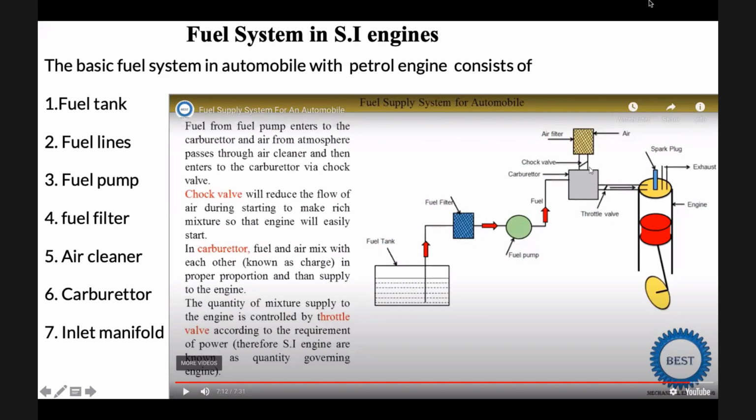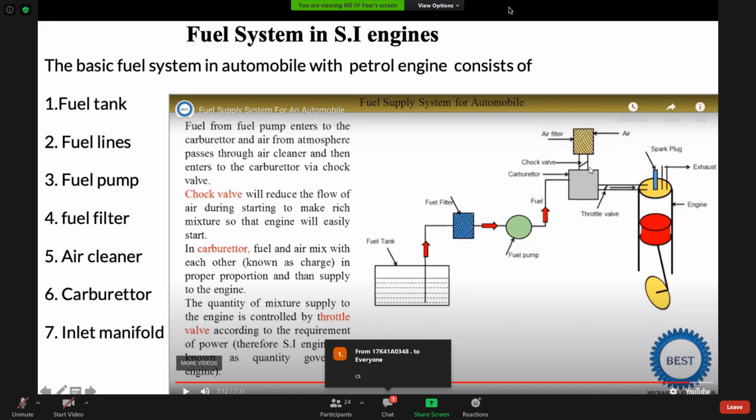Draw it fast. Once it is completed, type in the chat box, completed, sir. You can type CS, C for completed, S for sir. Okay, very good. 348 completed. Waiting for other students also.